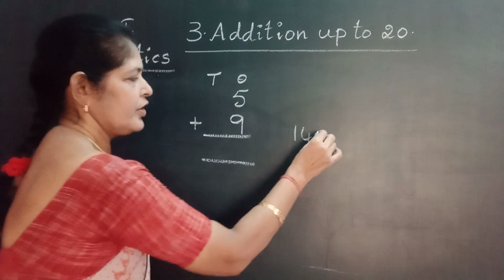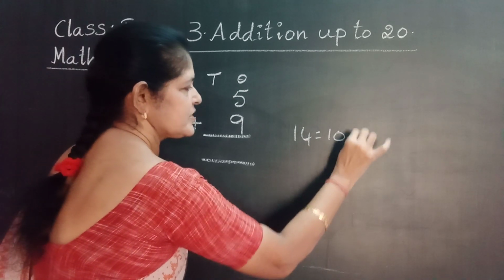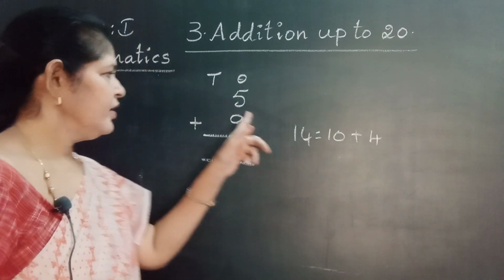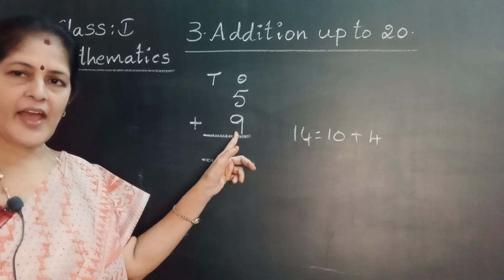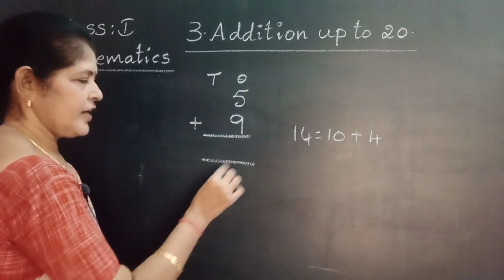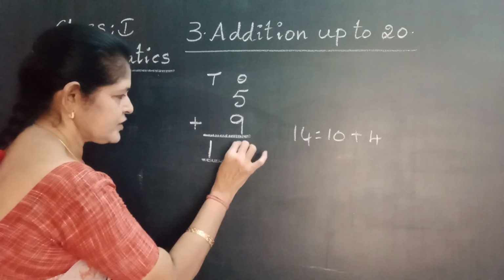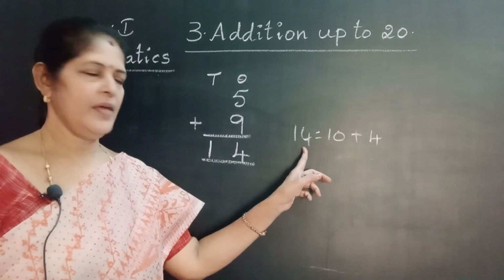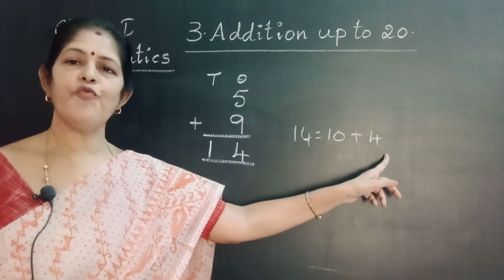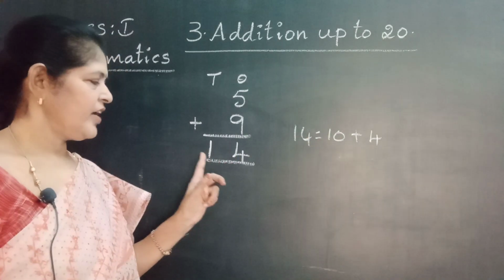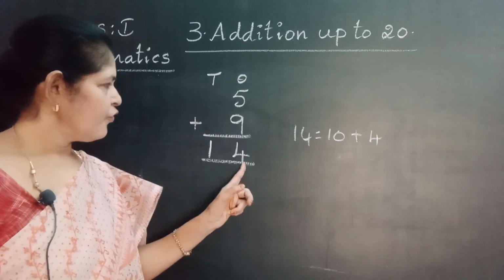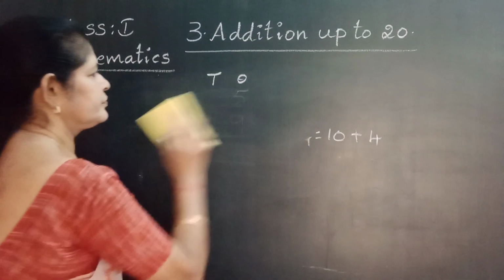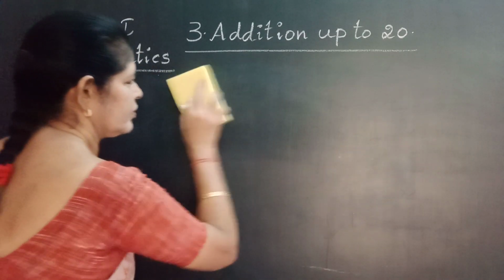14 means 10 plus 4. Here we are adding 5 and 9. We get the answer 14. 1 write in the tens place, 4 write in the ones place. Why? 14 means 1 ten and 4 ones. That's why we write 1 in the tens place, 4 in the ones place. Understood? Another example. Very easy.